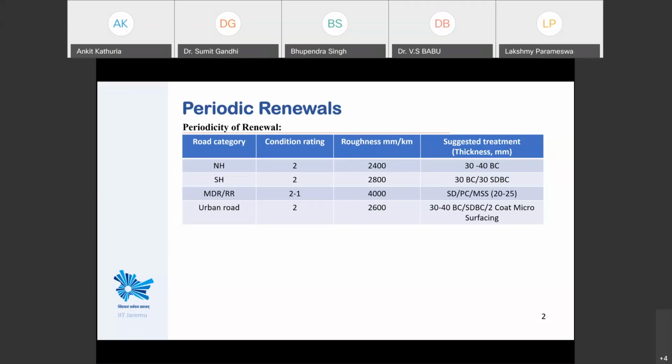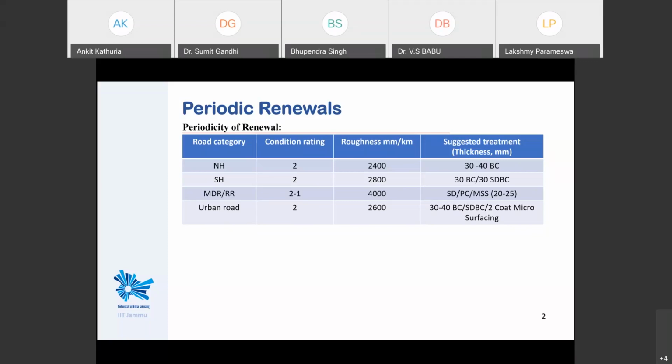So the second road category is state highway, when the condition rating is 2 and the roughness in mm per kilometer is 2800, the suggested treatment thickness in mm is either 30 mm of bituminous concrete or 30 mm of semi-dense bituminous concrete. So in case of MDR and rural road, when the condition rating reduces from 2 to 1 and the roughness is 4000 mm per kilometer, then 20 to 25 mm thickness of either surface dressing or a pre-mixed carpet or mixed seal surfacing is required.